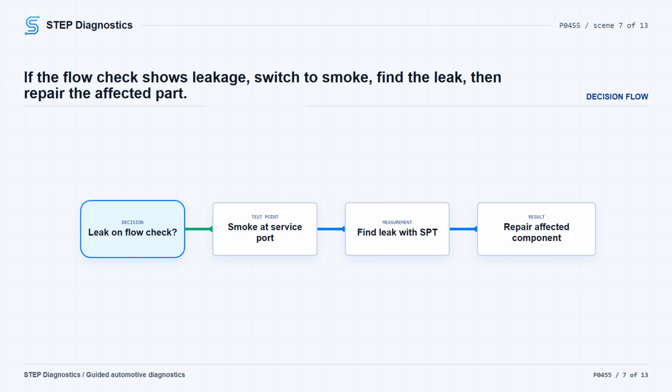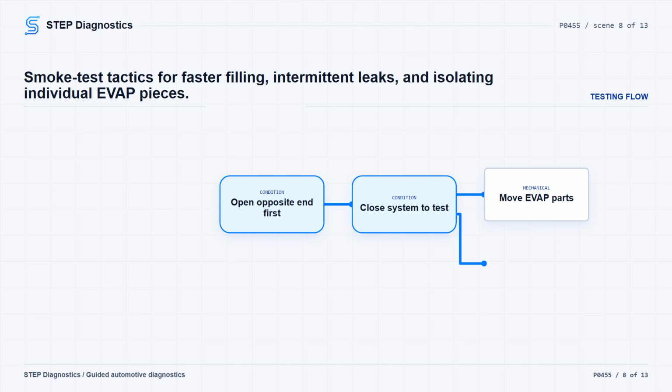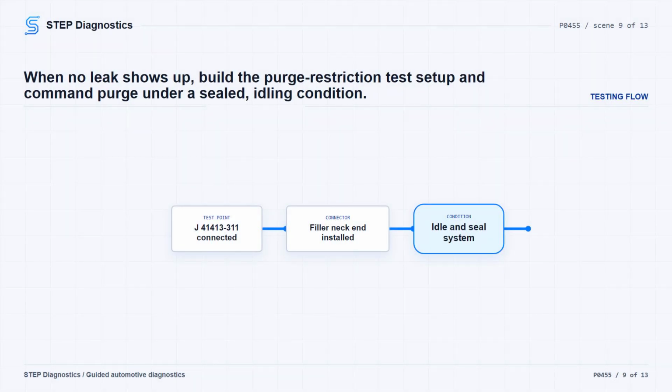Smoke testing can go faster if the system is opened opposite the smoke injection point until smoke is observed, then closed back up for testing. For intermittent leaks, move the EVAP components while watching for smoke with the GE41413 SPT. Individual pieces can also be isolated with the J41413 300 adapters. Once the leak is found, repair or replace the affected component as necessary. If no leak is detected, the path changes from leak hunting to checking whether the purge side is restricted.